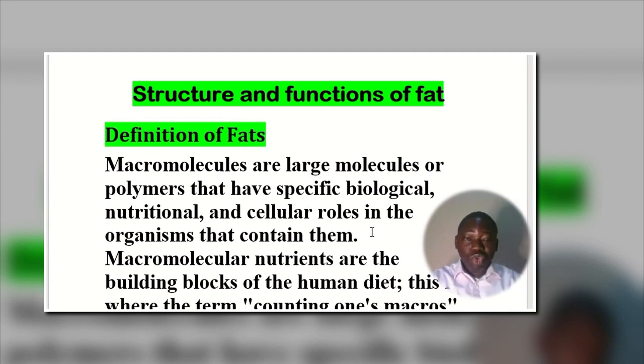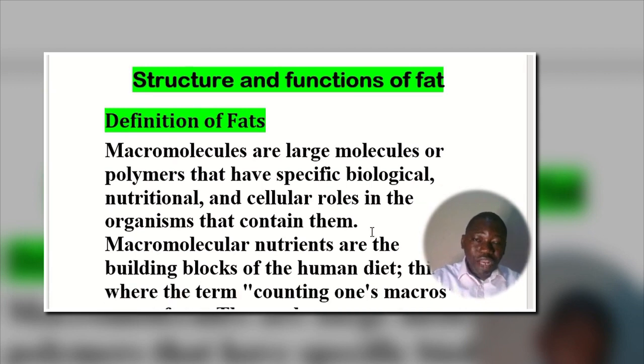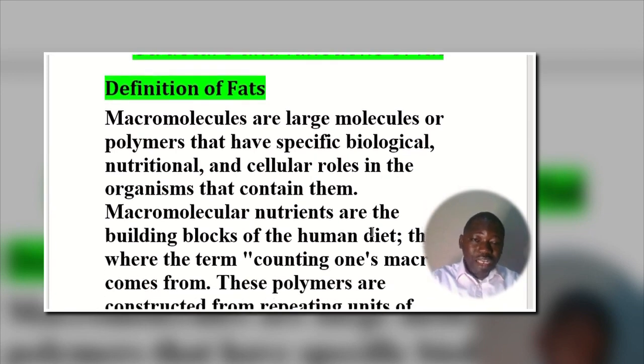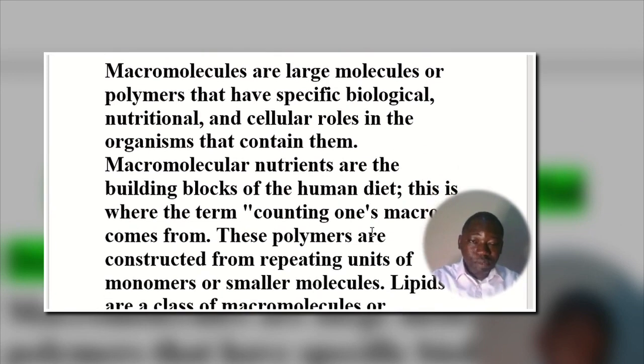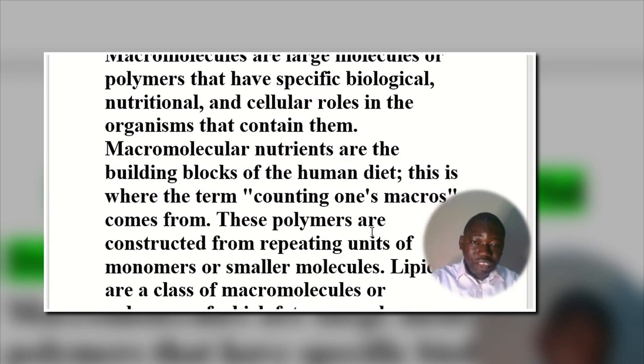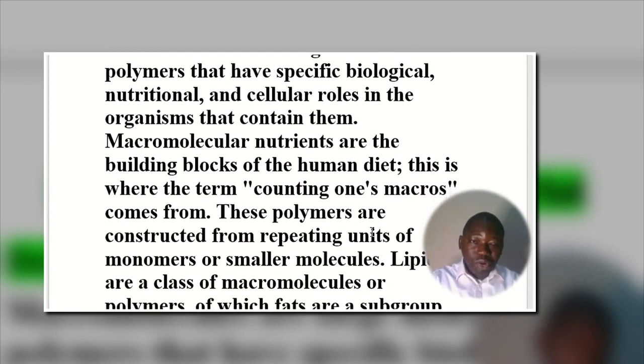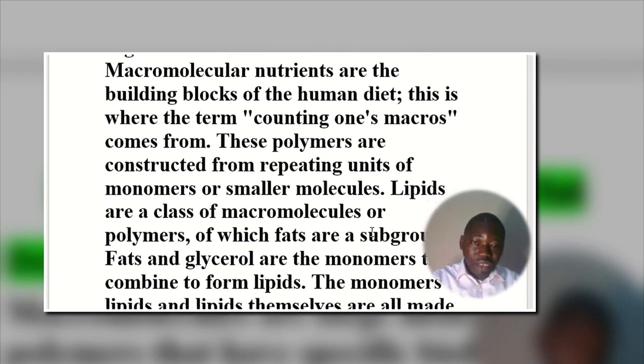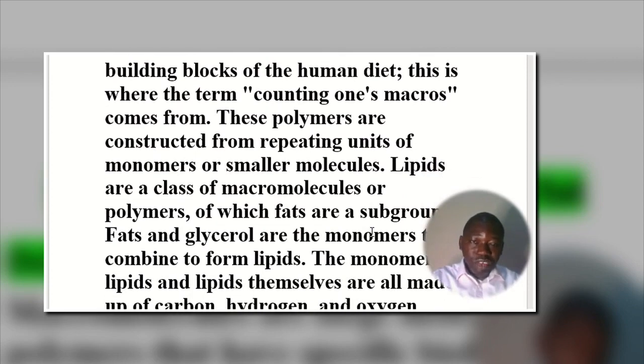Macromolecules are large molecules or polymers that have specific biological and molecular roles in the organisms that contain them. Macromolecular nutrients are the building blocks of the human diet. This is where the term counting one's macros comes from. These polymers are constructed from repeating units of monomers or smaller molecules.